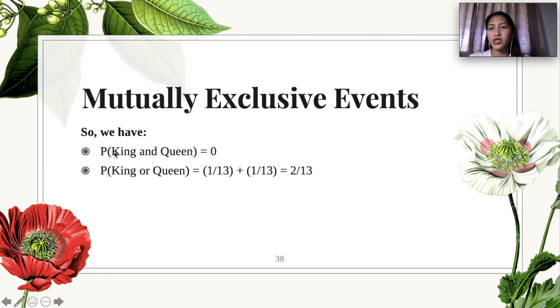The probability of having king and queen sa card, pagkuha mo ng card sa isang deck ay 0 kasi wala namang card na king and queen. It's either king or queen. Now, let's proceed to the or. The probability of having king or queen is 1 over 13 plus 1 over 13 equal 2 over 13.